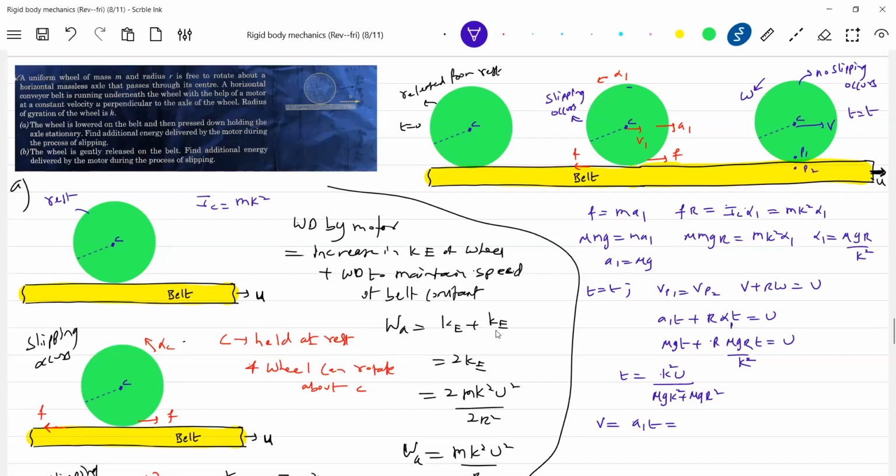So this a1 is mu g, k square u by something, so mu g gets eliminated. So we'll get this as u k square. Similarly, we'll calculate the omega.